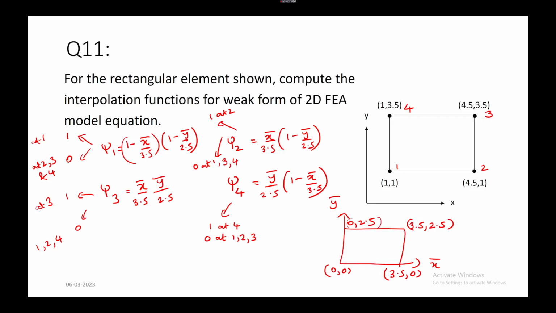So here finally we found out for the rectangular element. Here we have to ensure that the sides are parallel to the xy coordinates. So for this case also we found out what are the interpolation functions.